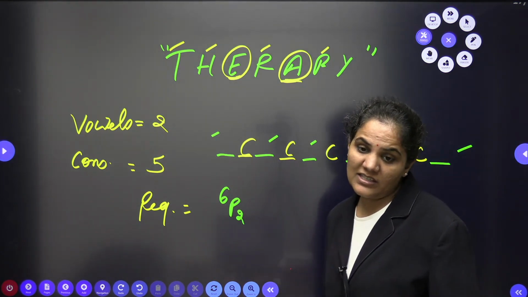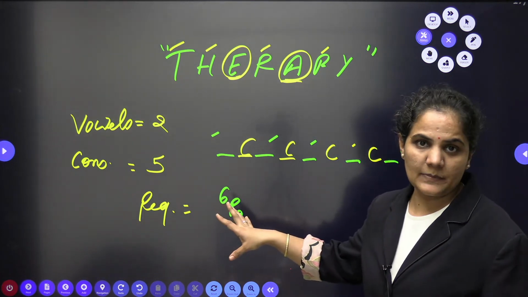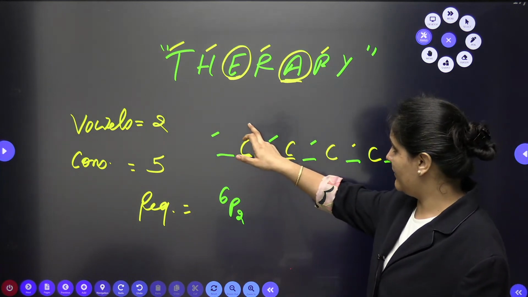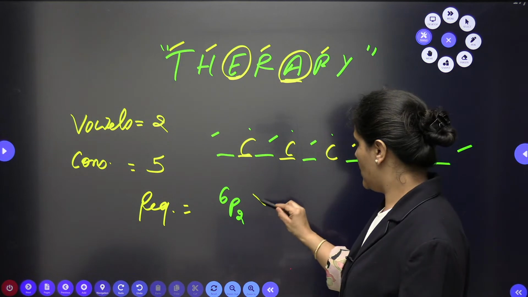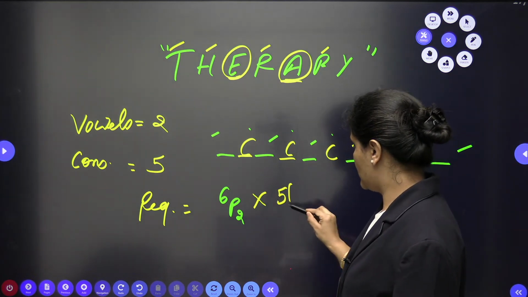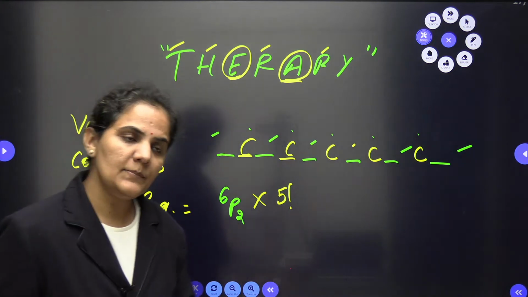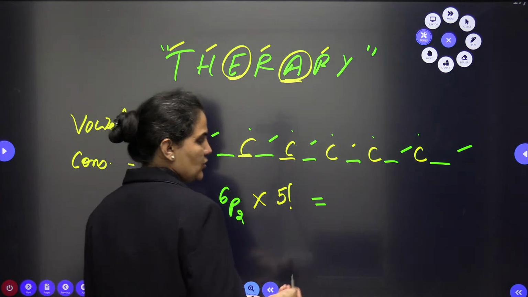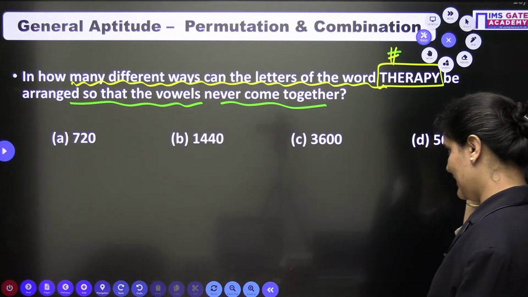This is the simple thing for the 6P2, but this is for the vowels arrangement. We are having consonants also. So what about the arrangement of consonants? We are having 1, 2, 3, 4, 5 consonants now. So 6P2 multiplied with the 5 consonants. So 5 consonants means 5P5, that is 5 factorial. So 6P2 multiplied with 5P5 means 5 factorial. So you can directly solve this one, and when you solve, you get the result 3600.